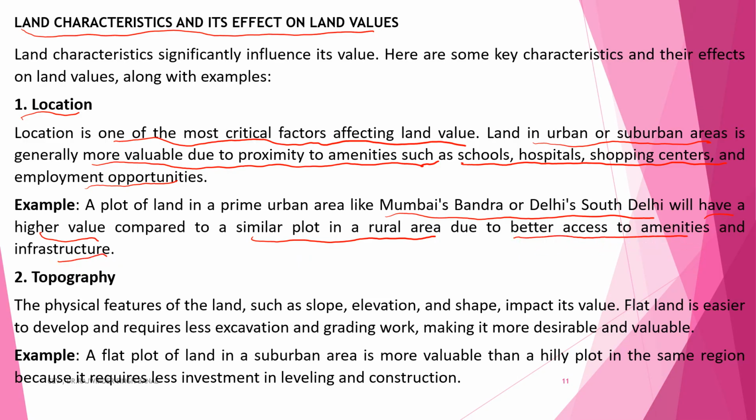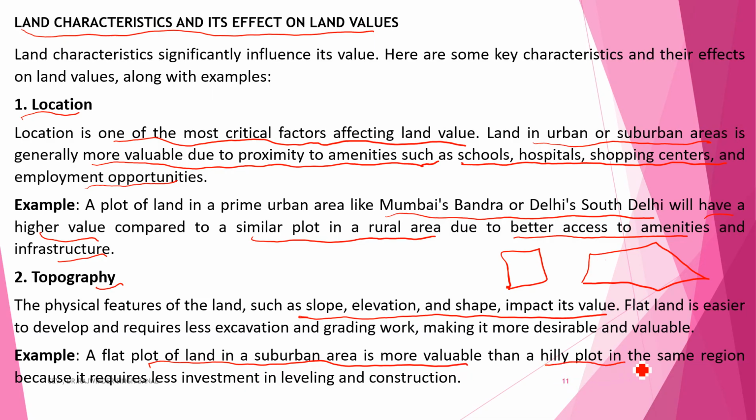Then topography. The physical features of the land such as slope, elevation, and shape affect its value. If a property is of rectangular shape, but another property is of pentagon shape or any other shape, it will have lower value than the property with the rectangular shape. So it will depend upon the topography of the land. A flat plot of land in a suburban area is more valuable, for example, than a hilly plot in the same region because it requires less investment in leveling and construction.